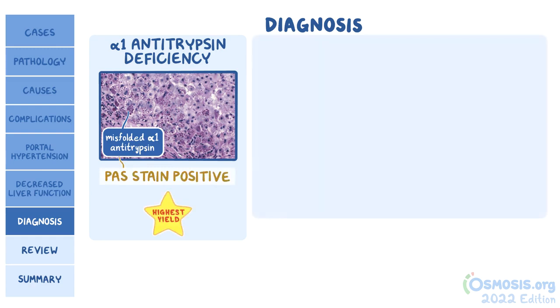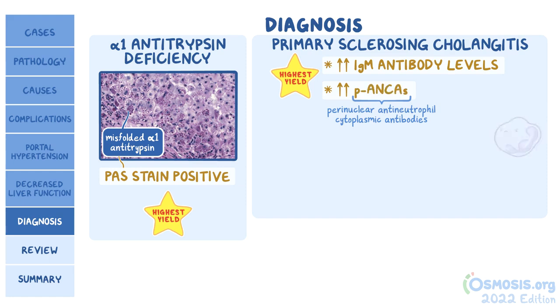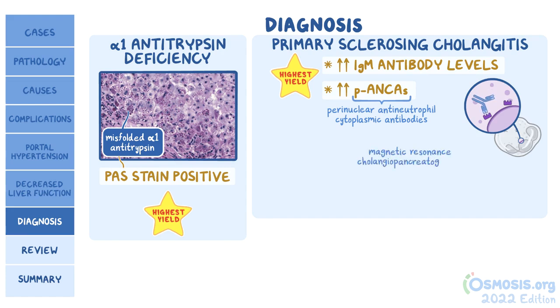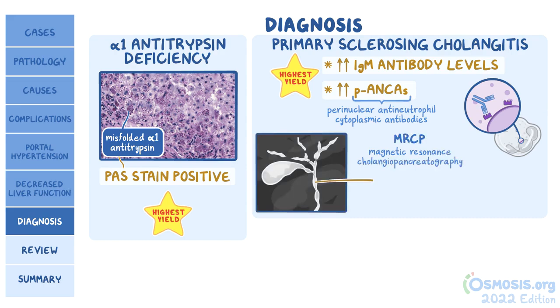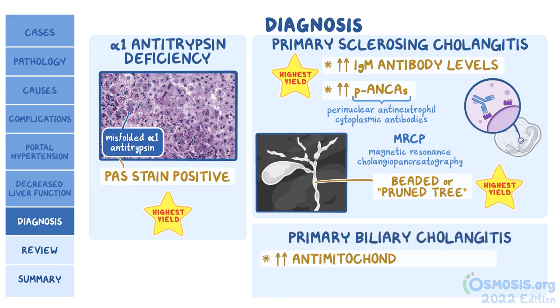For your exams, remember that primary sclerosing cholangitis is associated with elevated IgM antibody levels and paranuclear antineutrophil cytoplasmic antibodies, or p-ANCAs. Paranuclear means they're specific antibodies that target antigens around the nucleus of neutrophils. Also, in a magnetic resonance cholangiopancreatography, or MRCP, the biliary ducts are beaded or have a pruned tree appearance, meaning that there are multiple strictures. In contrast, primary biliary cholangitis has increased antimitochondrial antibodies and a normal MRCP.